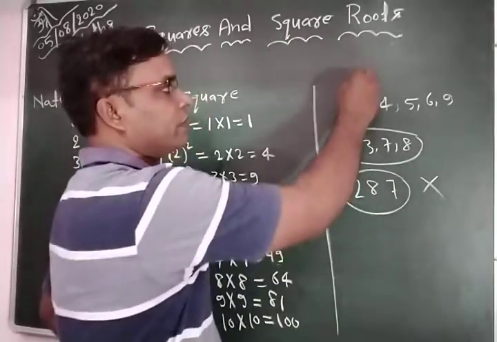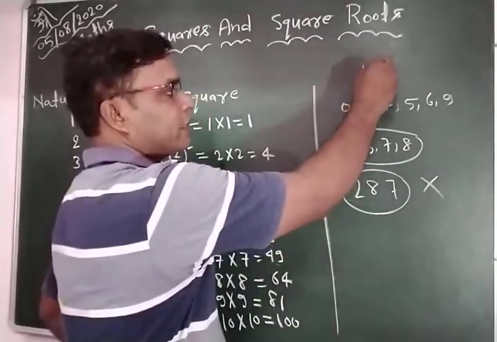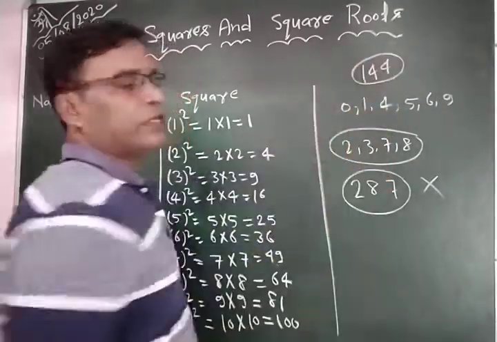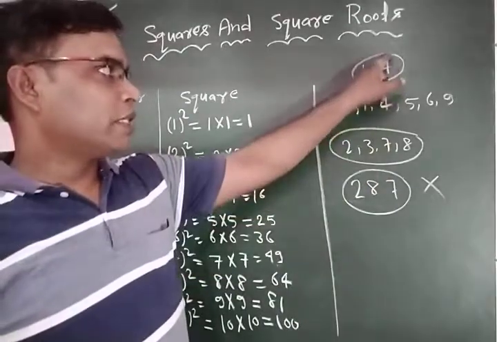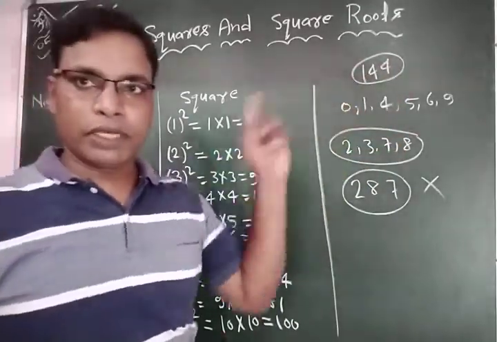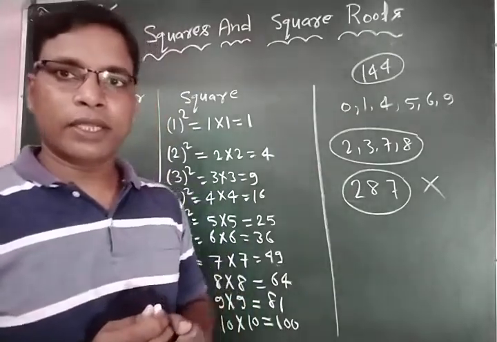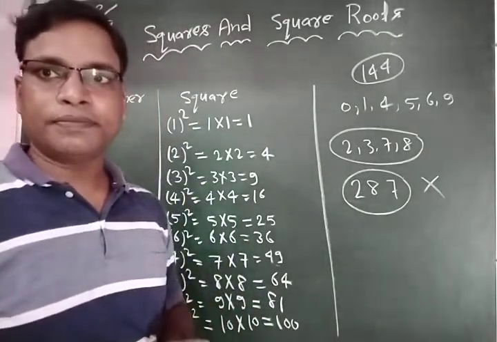Okay, if any numbers like that, 144, this is a perfect square because the unit place of this number is 4. If any number has unit place 4, it must be a perfect square. Okay, square numbers. This is clear.